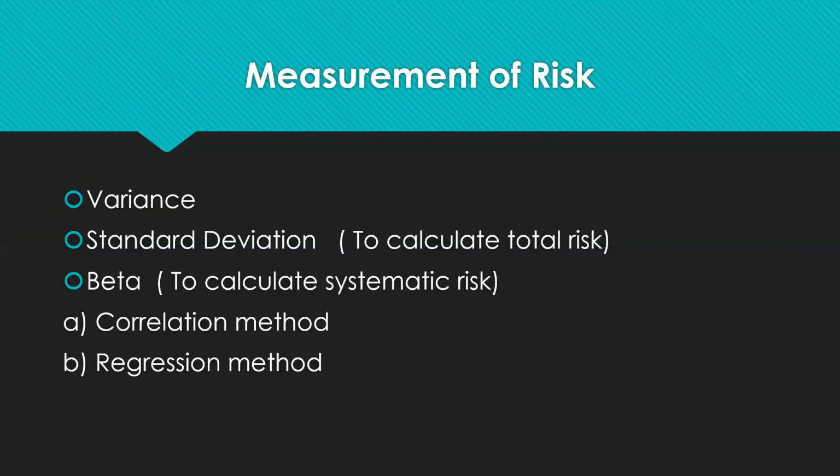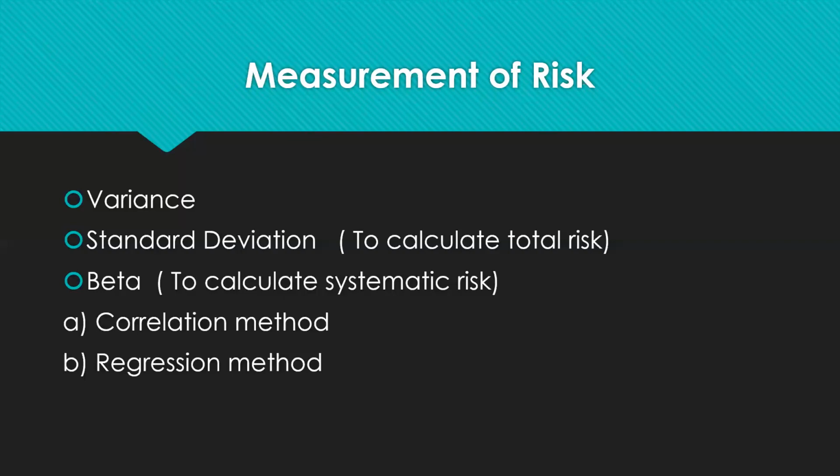So what we need to concentrate on is systematic risk, which is beyond the control of the businessman. Two methods which are adopted for calculating the systematic risk are the correlation method and the regression method. In the correlation method and regression method, we will calculate the beta value. Beta value is nothing but the measurement of the systematic risk in your investment. So beta is the value that is used to determine the systematic risk.